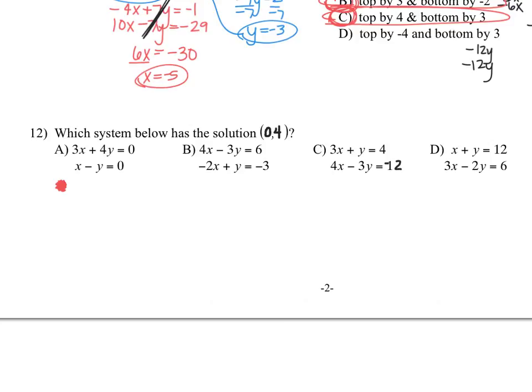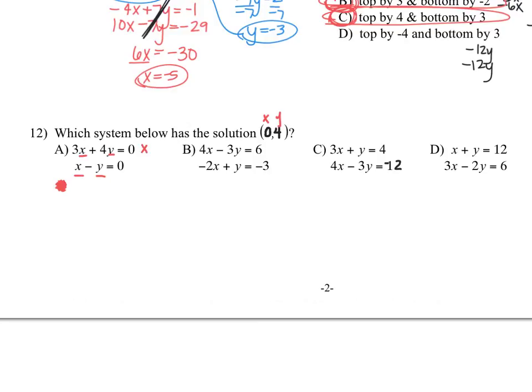Okay, so if you remember from last week, this is just checking your solution. We have 0 and 4. That means 0 is the x value and 4 is the y value. And you're just going to go in and plug those in for each equation. Remember, you need it to work in both equations. So for instance, in the first one, 3 times 0 is 0, plus 4 times 4 is 16. So that gives me 0 plus 16, which is 16, not 0. So it does not work in this first equation.